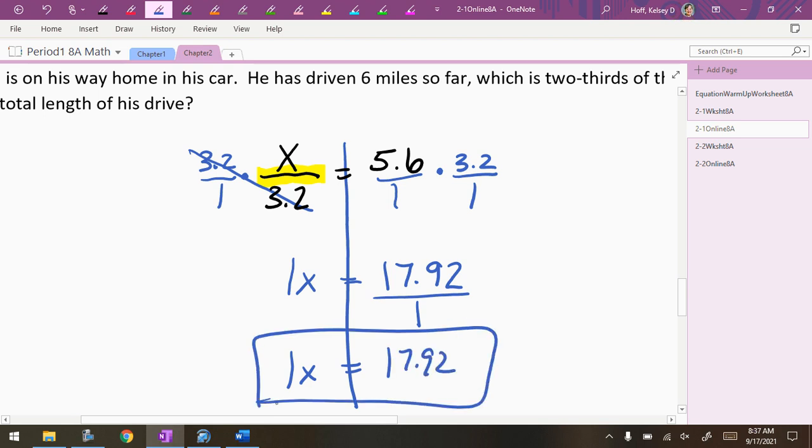These are exactly the problems you're going to see today. Well, the numbers are going to be different, but the same process.